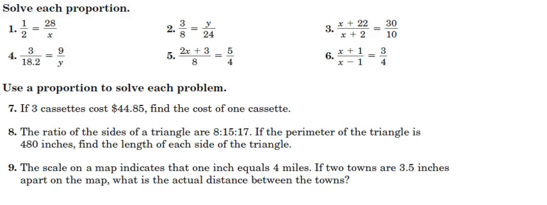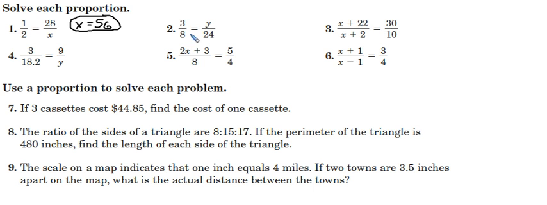Hello and welcome to the second lesson, the second page of assignment BB. We're on 296 and we're just going to be solving some simple proportions here. We're going to use the cross product property of proportions for number 1. You can see all we need to do is take 1 times x and get x, 2 times 28 and get 56.